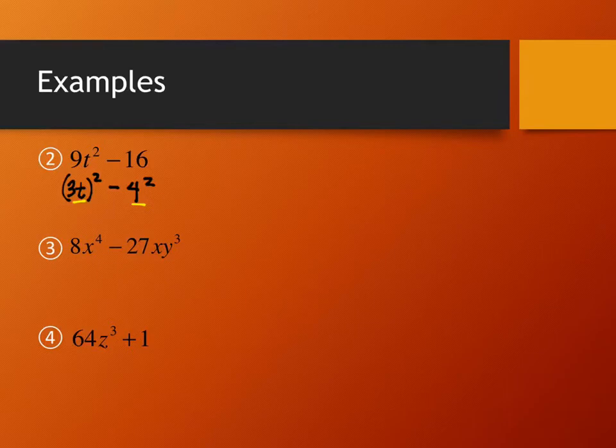So back in that formula that we had on the previous slide, it says that I'm going to do a minus b. Well, a is 3t, and b is 4, so that's 3t minus 4. And then I'm going to do a plus b, so that's 3t plus 4. Any questions on that?